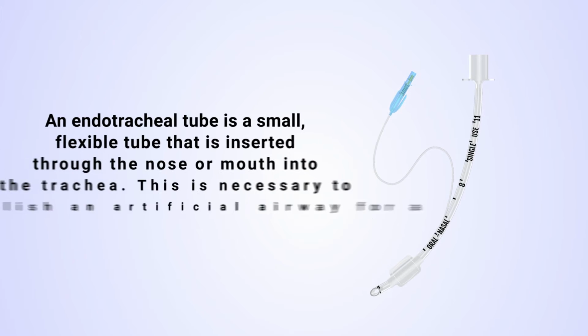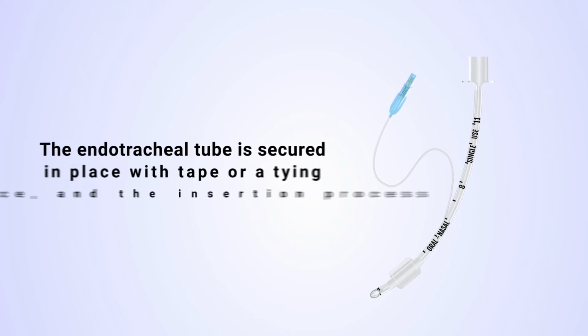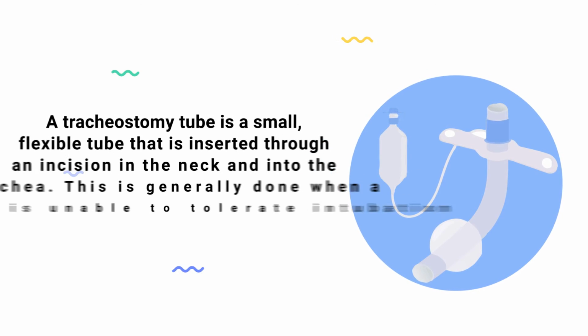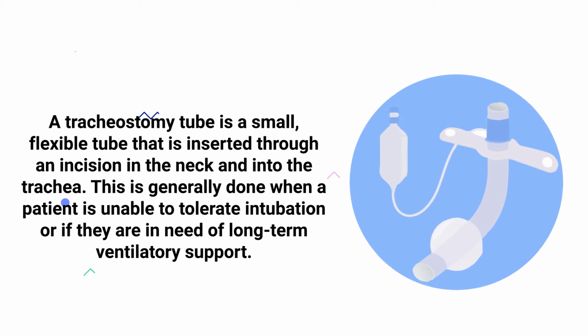An endotracheal tube is a small flexible tube that is inserted through the nose or mouth into the trachea. This is necessary to establish an artificial airway for a patient in need of mechanical ventilation. The endotracheal tube is secured in place with tape or a tying device, and the insertion process is known as intubation.